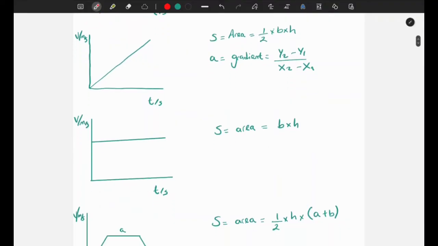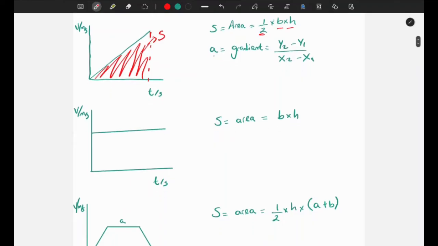The second one is a velocity time graph. So in a velocity time graph, the area gives us the distance. So for example, this is a triangle, a right angle triangle. So if we find this area, that would give us the distance. And to find the area of a triangle, it's half base times height for a right angle triangle.